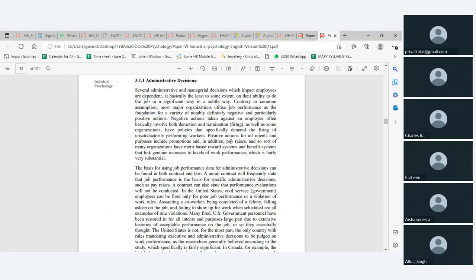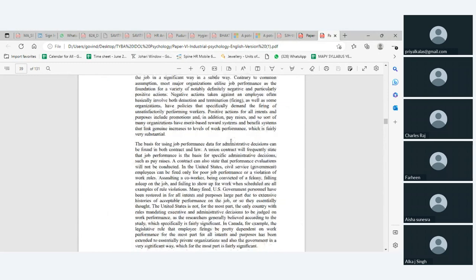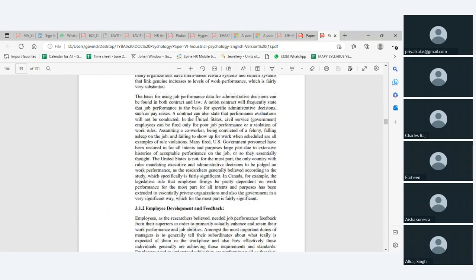So negative actions like demoting an employee, a pay cut for an employee, or, at worst, termination of an employee. In one of my past roles, on the basis of this performance evaluation, I made sure that the employee got at least a 50% pay cut, because for 3 years his revenue was very, very poor. Yeah, so that's how this is done.